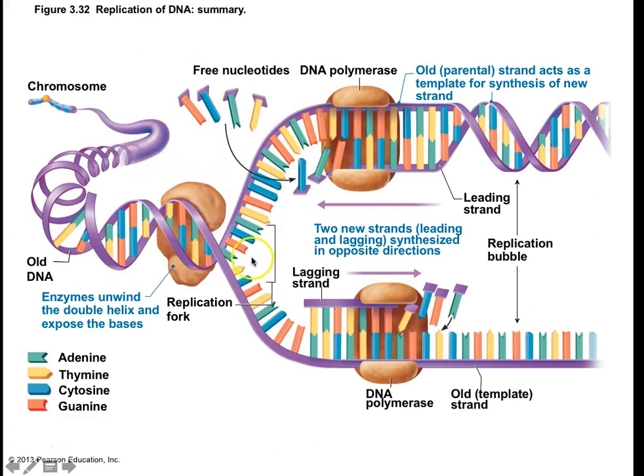And what it does is it unwinds that double helix so that new A's and T's and G's and C's can come in and obey the base pairing rule and then make a new DNA strand. So the thing I want you to know is the base pairing rule and that DNA polymerase is the main enzyme involved in making the new strands.